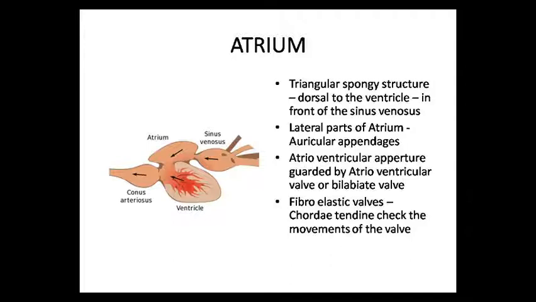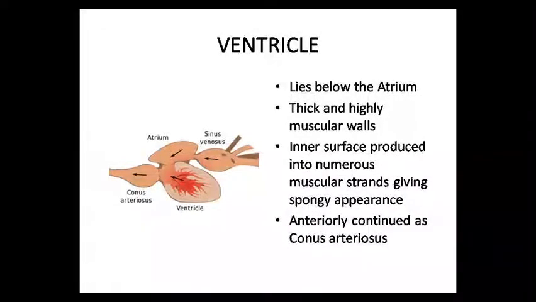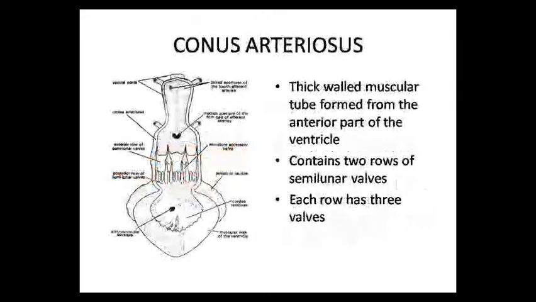Next part is the ventricle, which lies below the atrium. It has thick and highly muscular walls. The inner surface is produced into numerous muscular strands, giving a spongy appearance to the ventricle. Anteriorly it continues as the conus arteriosus, which is a stout, tube-like structure. Next part is the conus arteriosus.